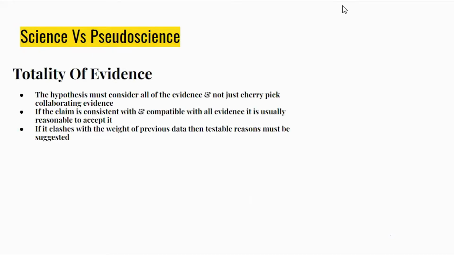Totality of evidence. So it's not a case of cherry picking. You can't just pick the data that supports your assumptions or supports your bias. Okay, the whole of the evidence, or the majority of the evidence, has to be corroborative, and it has to all point in the same direction. If the claim is consistent with and compatible with all the evidence, then it's reasonable to accept it. But if it clashes with the weight of previous data, then testable reasons must be suggested.